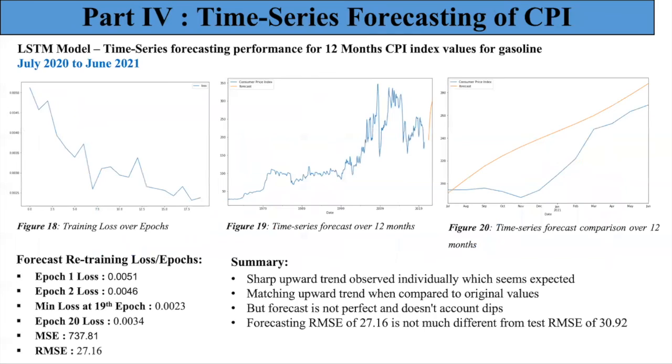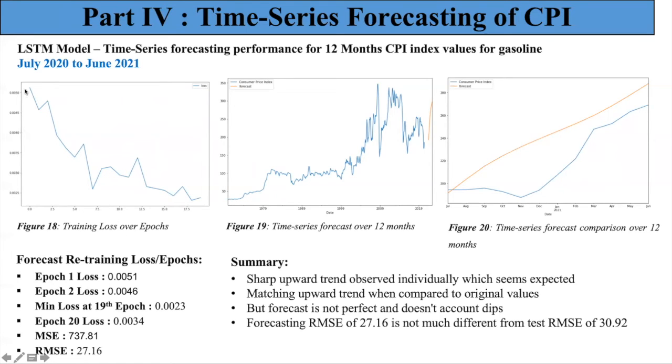As we previously covered, we have also reserved the 12 months of data between July 2020 and June 2021 for the forecasting problem. So in the forecasting time series problem, what we'll do is take the previously trained model and just retrain that for an additional 20 epochs.